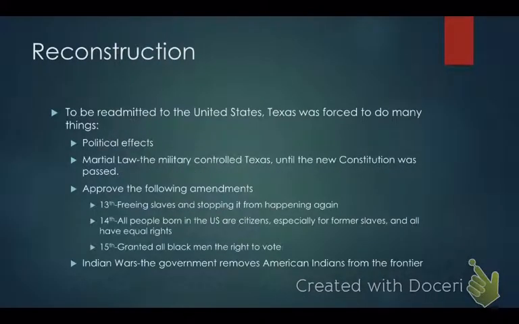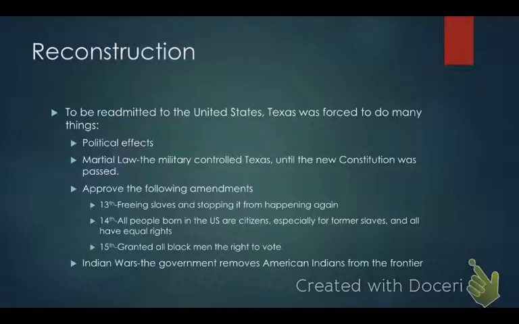Now, we had this idea of Reconstruction, what to do after the war is over with, and that's what this next section is. To be readmitted to the United States, Texas was forced to do many things. First, we had these political effects. We had martial law instituted, where the military controlled Texas until a new constitution was passed. And we're going to look more at that constitution tomorrow because it's very, very wordy, and I didn't want to take more time.